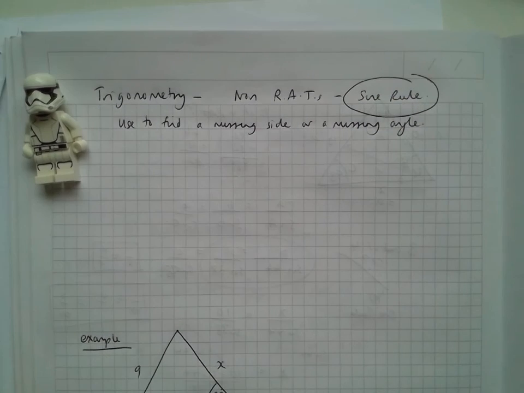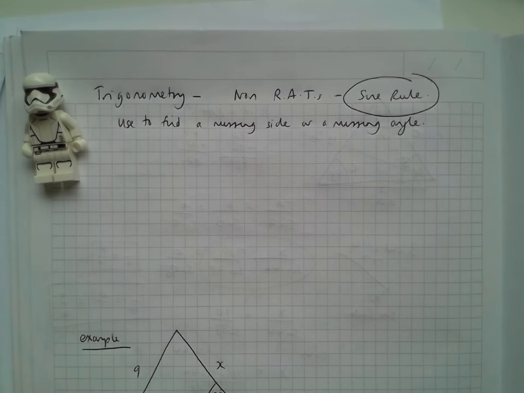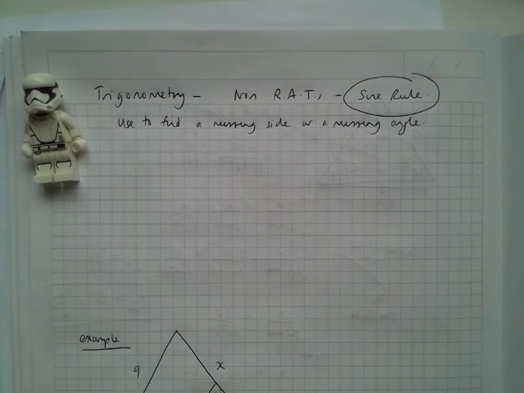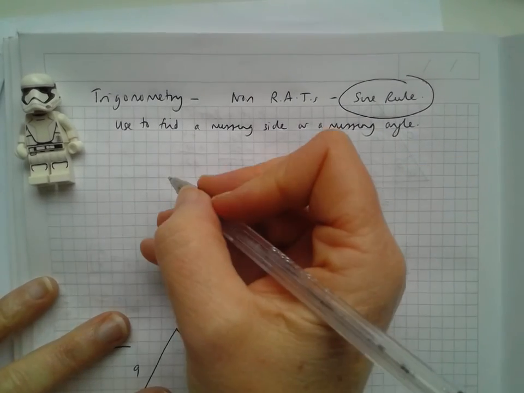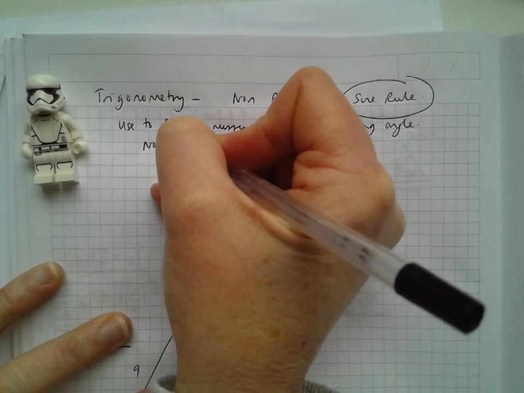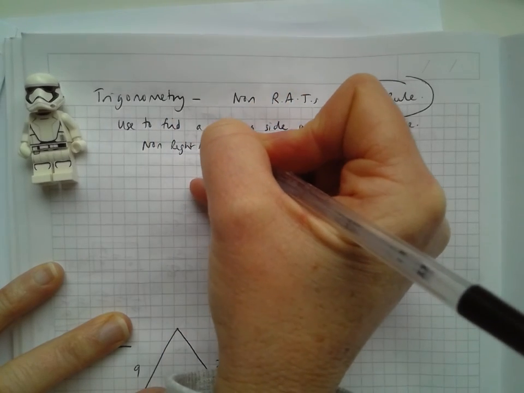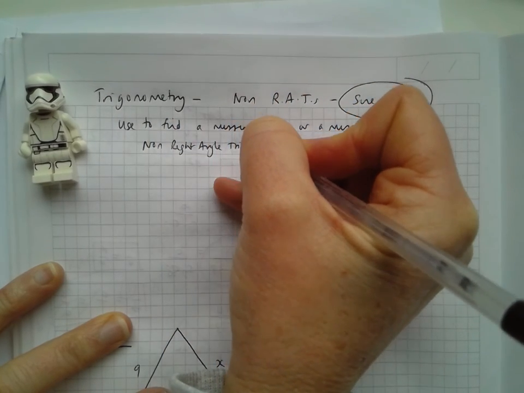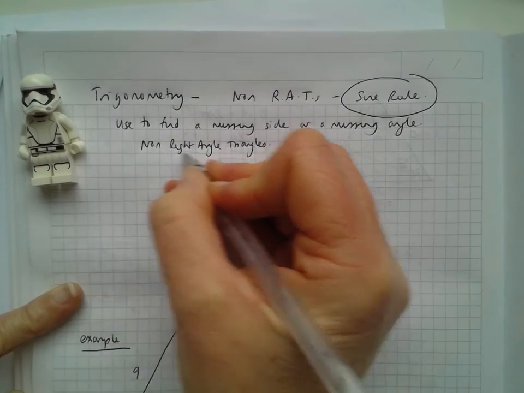Okay. Now the key thing with this is that the labeling of our sides is different than it was for right angle triangles. We talked about this briefly when we looked at the area of a triangle for a non-right angle triangle, so we'll talk about it again today. So as I say, the first thing is that it's for non-right angle triangles. So if you have a right angle triangle, you're going to use SOHCAHTOA to find a missing side or a missing angle. So this is for a non-right angle triangle.